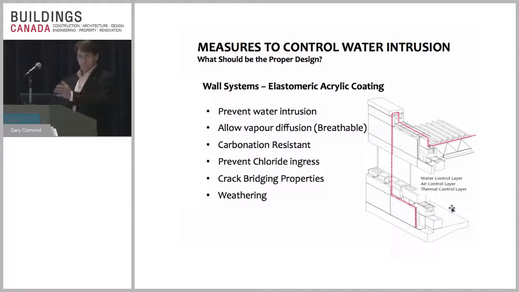And there's coatings versus paints. Paints go on thin. Coatings go on thicker. They need some body because, again, buildings move and you need those elastomeric properties. These coatings need to be vapor permeable or breathable. Chances are there's a plane of insulation in there somewhere. They need to be carbonation and chloride resistant and have crack bridging properties, and most of them have fantastic weathering properties.